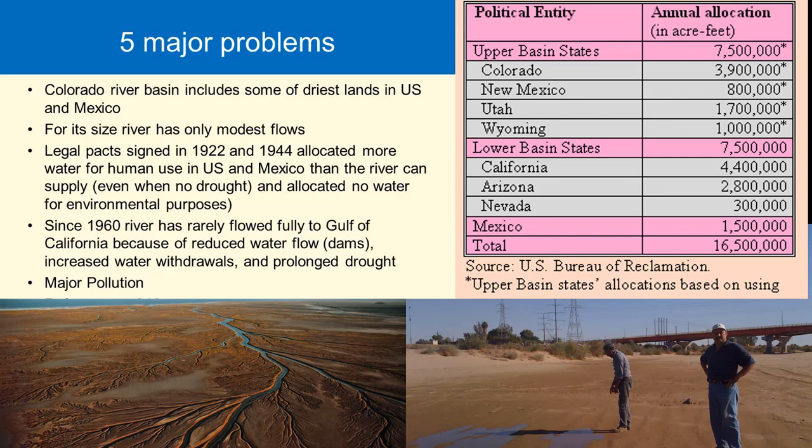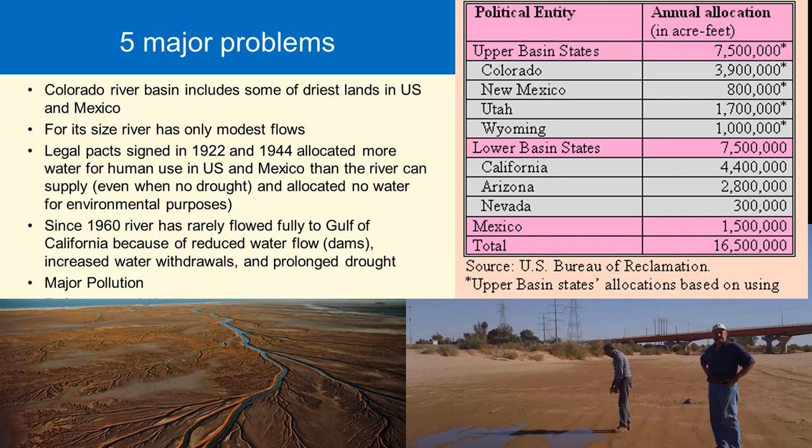So the animals and the plants that rely on the ecosystems that are fed by these waters, none is left over for them. Since 1960, the river has rarely flowed fully to the Gulf of California because of reduced water flows. And again, this is largely because of the creation of dams, increased water withdrawals, and prolonged drought. It's a really interesting system that we're not going to go into too much here.